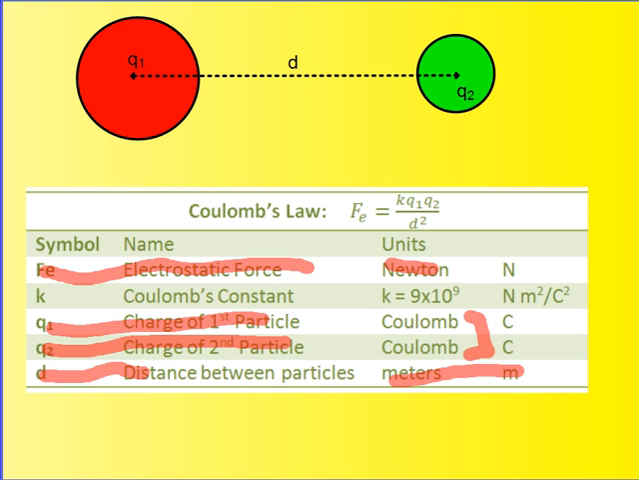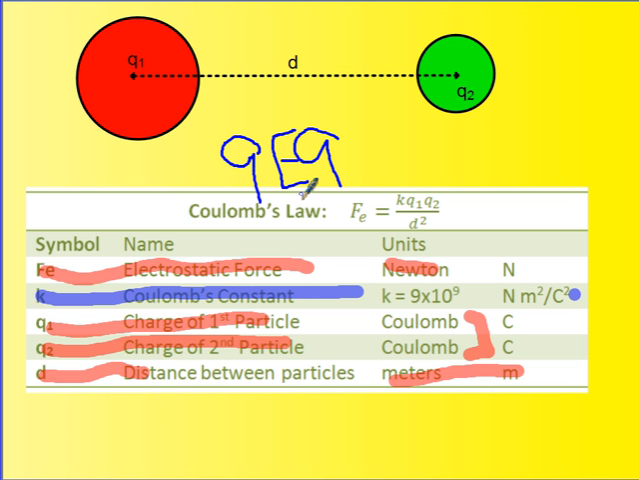Now let's talk about Coulomb's constant. Coulomb's constant K is equal to 9 times 10 to the 9 newton meter squared per coulomb squared. Memorize it. You can think of it, if you get lost, as 9E9. If you put this in your calculator, this means 9 times 10 to the 9. Just a shortcut.